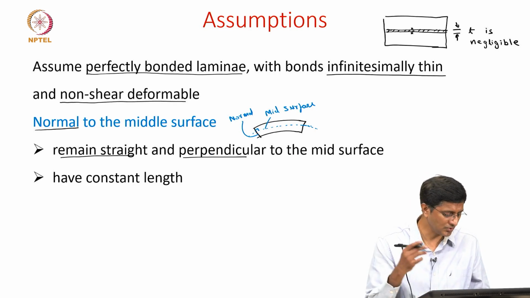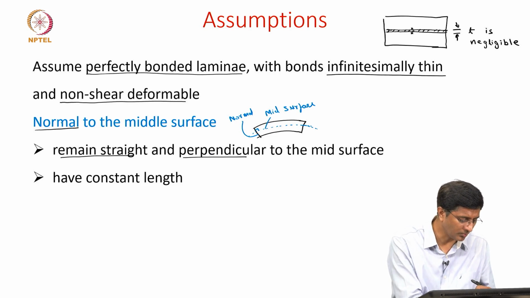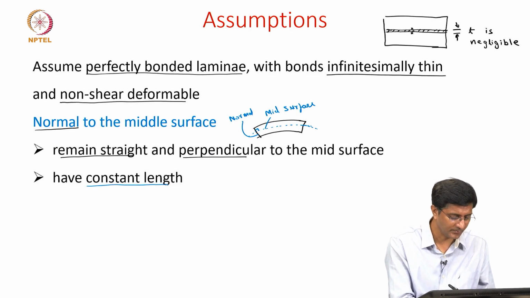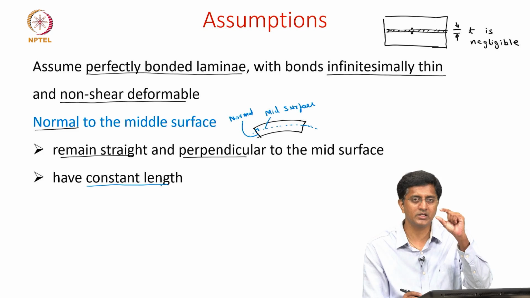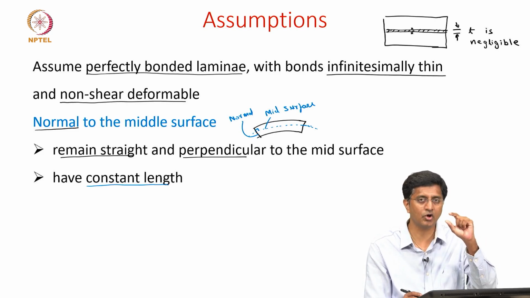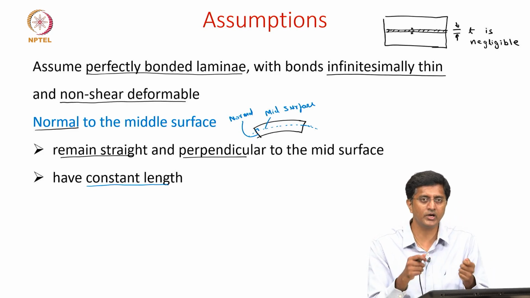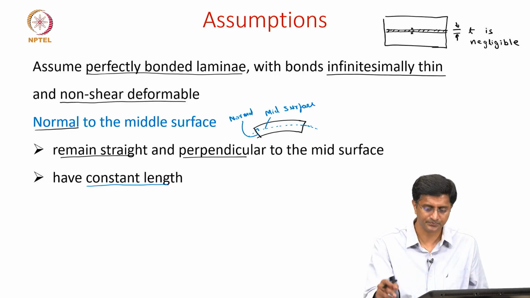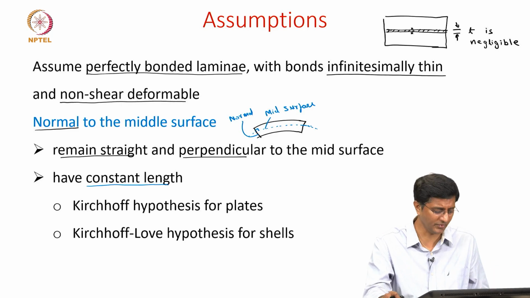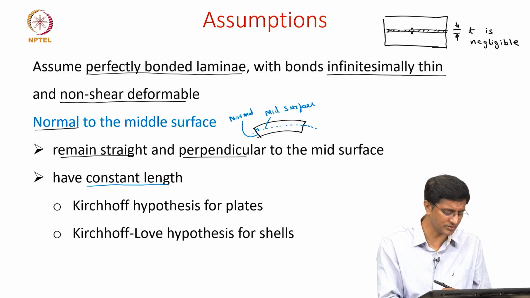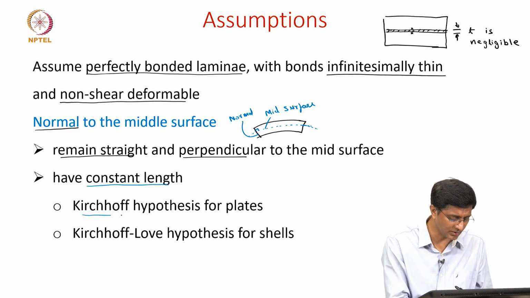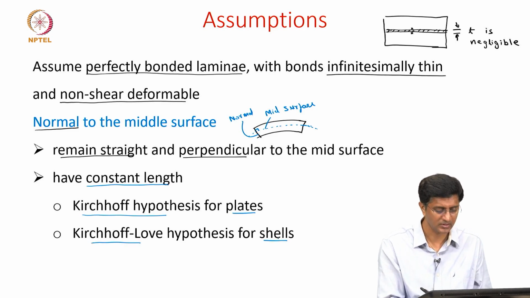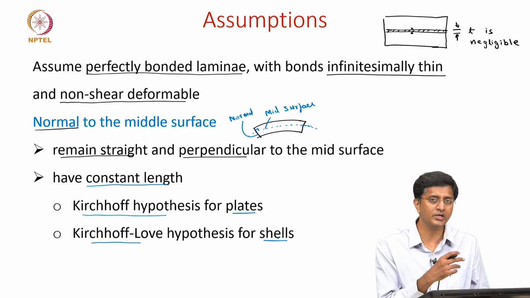There is another assumption we make, saying that this normal is of constant length, meaning the length of this normal won't change before and after deformation. In both conditions, it will have the same length. These assumptions are effectively the Kirchhoff hypothesis. They call it the Kirchhoff hypothesis for plates, or the Kirchhoff-Love hypothesis for shells. But these are all done in two dimensions.